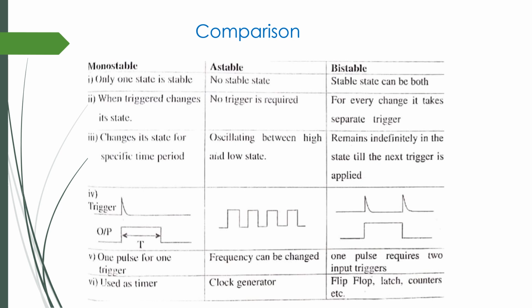Then here you can see applications of all these three types of multivibrators. Monostable multivibrator is used in timer. Astable multivibrator is used as clock generator, and bistable multivibrator is used as flip-flop, latch, counters, etc.